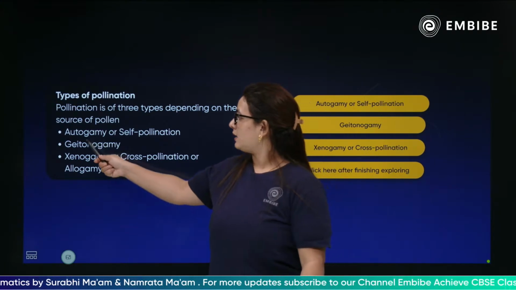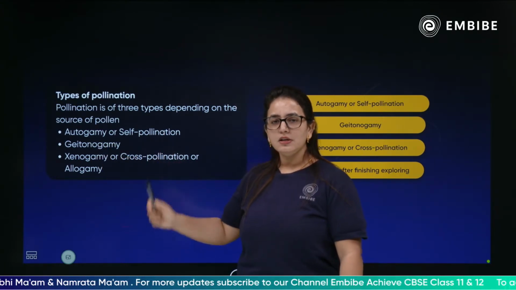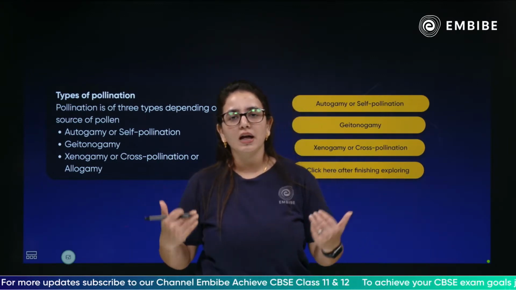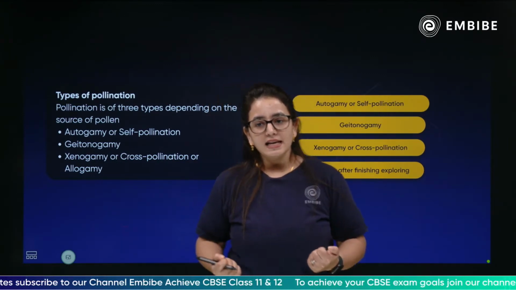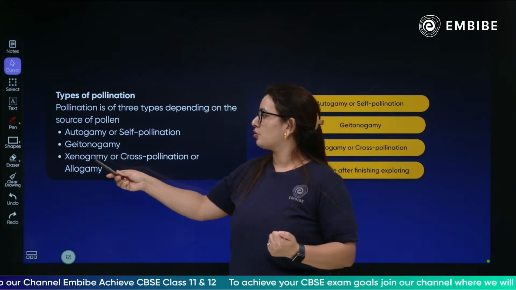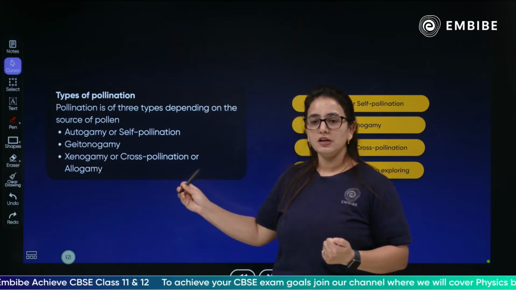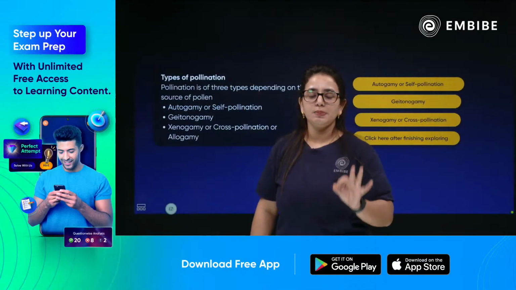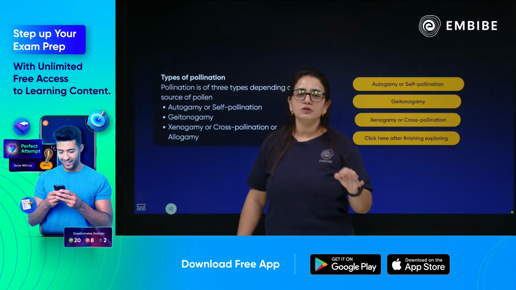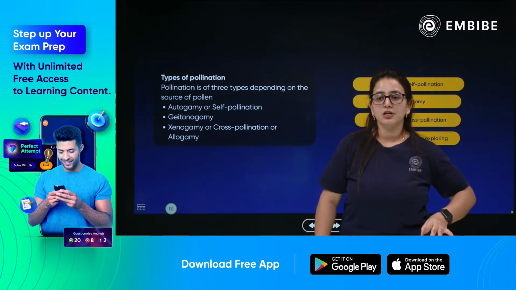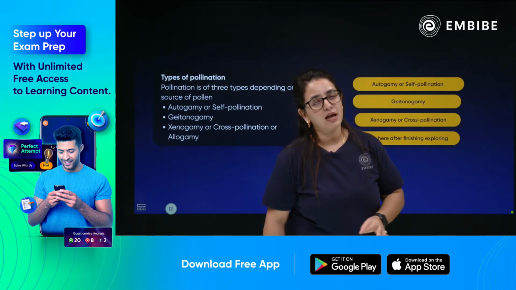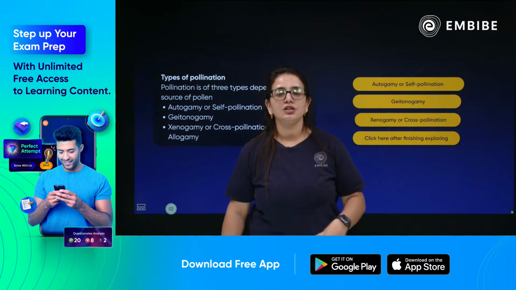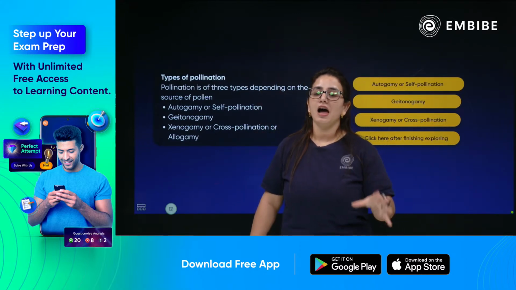It could be autogamy or self-pollination. In this method, you might not even need any agent to transfer because it is autogamy, it is self-pollination. It could be geitonogamy, it could be xenogamy or cross-pollination, also called allogamy. One by one, I am going to explain all these things to you. What is autogamy, or self-pollination, what is geitonogamy, what is xenogamy, or allogamy. So let's explore the types of pollination existing in flowering plants.